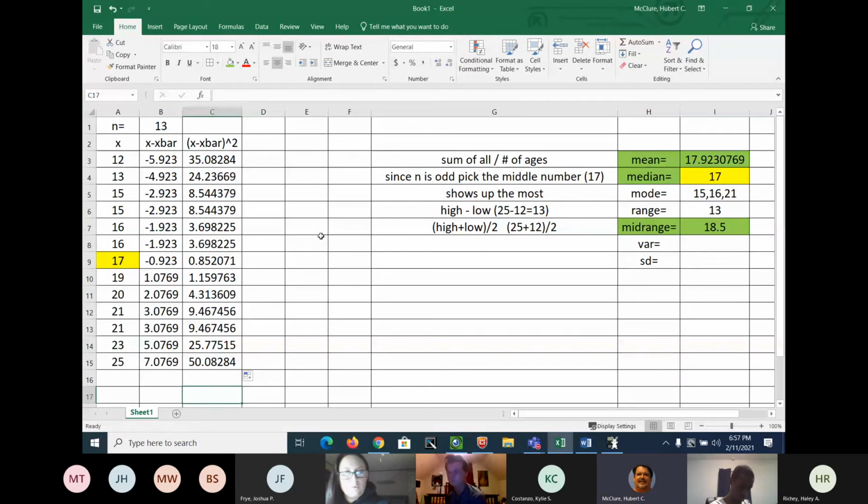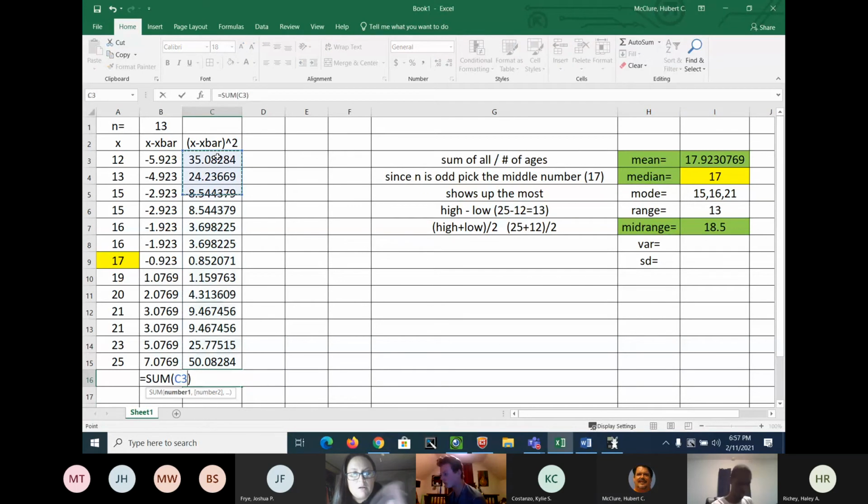Add up your numbers and see what you get. The x minus x bar? The one I got highlighted right here.